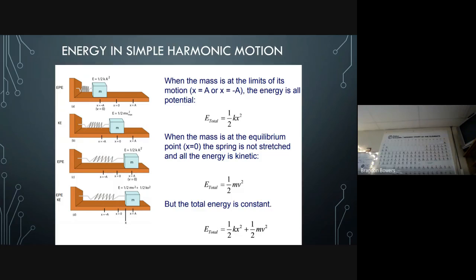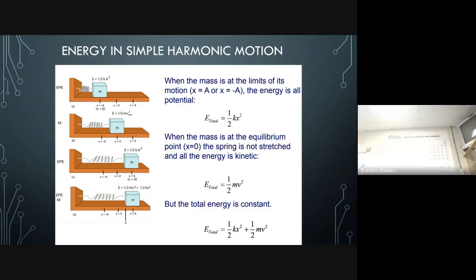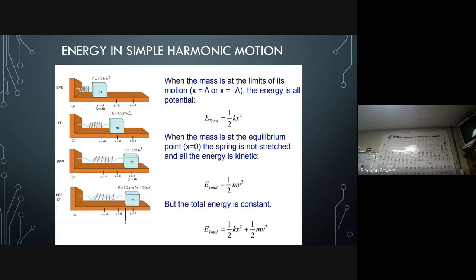We got about 3 minutes, 2.5 minutes left. My front light's coming on, 3, 2, 1. Back light, 3, 2, 1. All right.